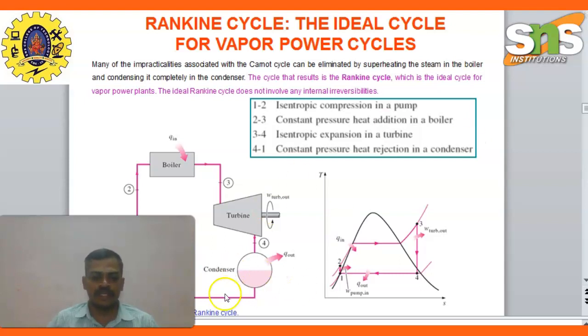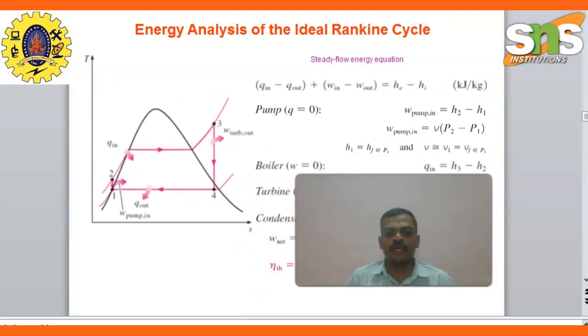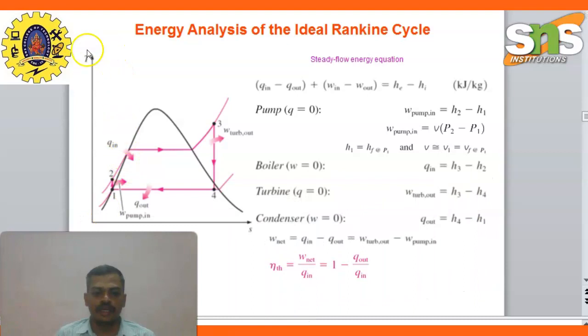Yes, on the images is a Rankine cycle. The first one is a pump, boiler, turbine, condenser. The energy analysis of the ideal Rankine cycle is shown in this figure. T on the vertical axis is temperature, and the horizontal axis is entropy.